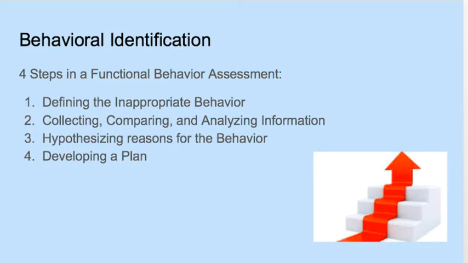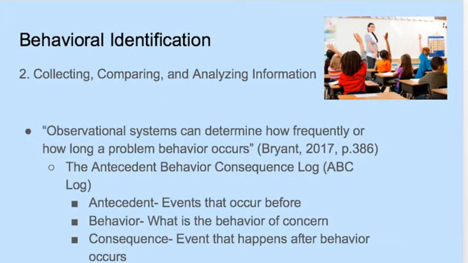The second step is collecting, comparing, and analyzing information about the problem behavior. The third step is hypothesizing reasons for the behavior, trying to decide why the student is acting this way. And the fourth step is developing a plan. Once we've identified problem behavior, we must then go into step 2, which is collecting, comparing, and analyzing information.